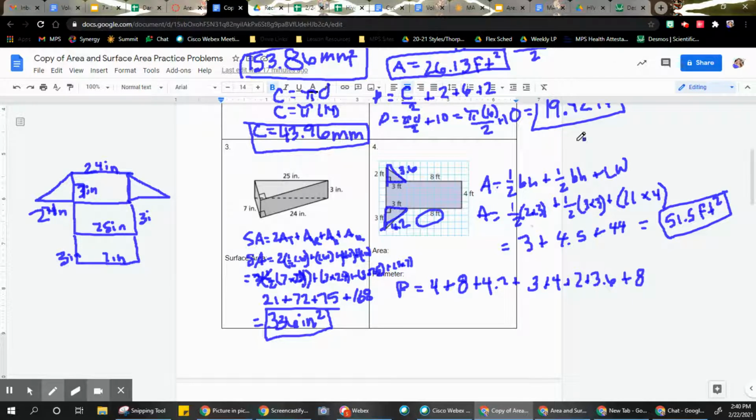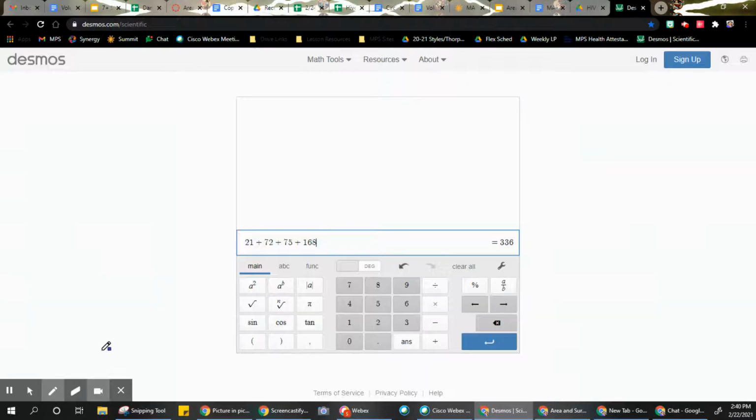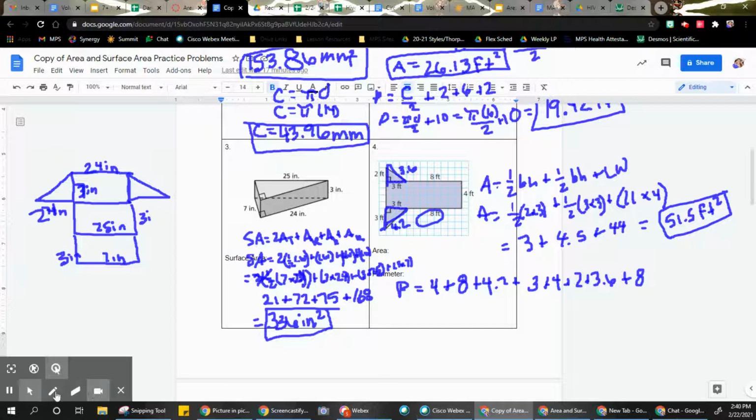So now I just have to plug those all into my calculator here. So again, that was clear all, 4 plus 8 plus 4.2 plus 3 plus 4 plus 2 plus 3.6 plus 8, and that gives us 36.8. So my perimeter is equal to 36.8 feet.